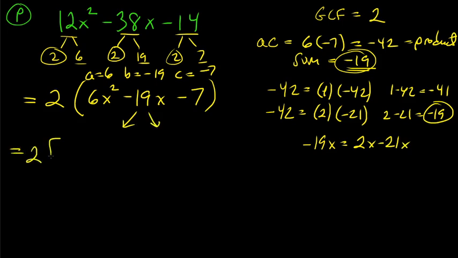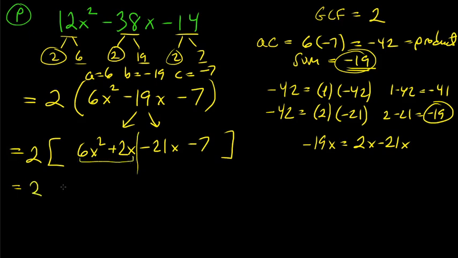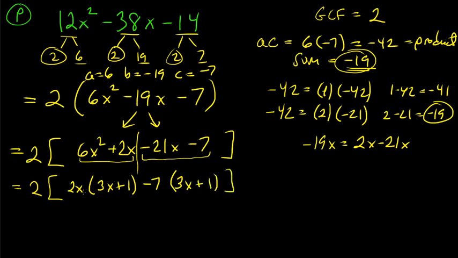Okay. So 6x squared plus 2x minus 21x minus 7. Right. And now we just factor by grouping. From the first 2 terms, we can factor out 2x, leaving us with 3x plus 1. And from the last 2 terms, we can factor out a negative 7, leaving us with, again, 3x plus 1. So we can factor out the 3x plus 1.